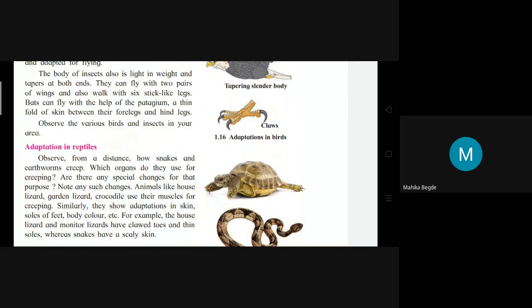Insects are also included in this. They also have light weight. Their body tapers at both the ends and they can fly with two pairs of wings, and they can also walk with their six stick-like legs. With the help of their wings they can fly.